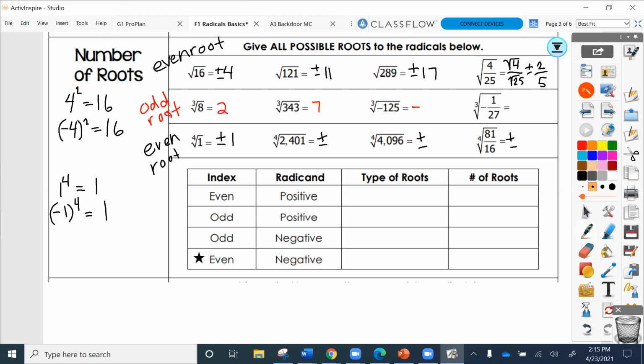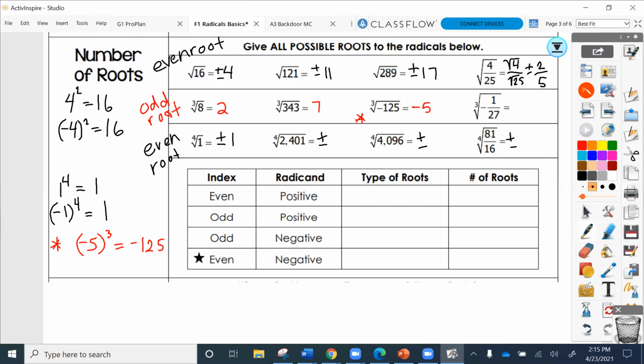So the cube root of negative 125 is negative 5, right? And the reason why it's negative 5 is because negative 5 to the third power is equal to negative 125, which makes sense, right? Because you have a negative times a negative, that's a positive, times another negative would make it negative.